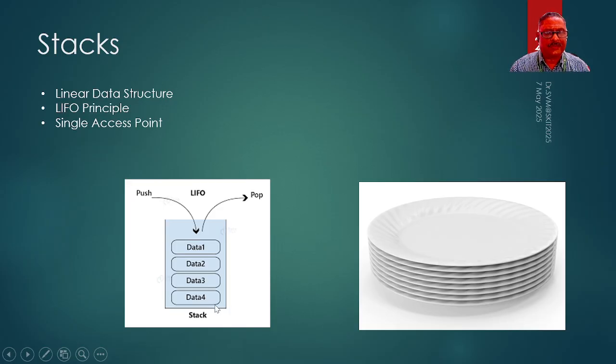Data 4 is the one that came in first, and it will come out last. Data 1 is the one which has come in last, but it is going out first. So this is last in, first out from data 1's point of view. Or if you look from data 4's point of view, it has come in first, but it is going out last. So it is first in, last out, or last in, first out, whichever way you call it. The meaning remains the same. So that's about the stack.